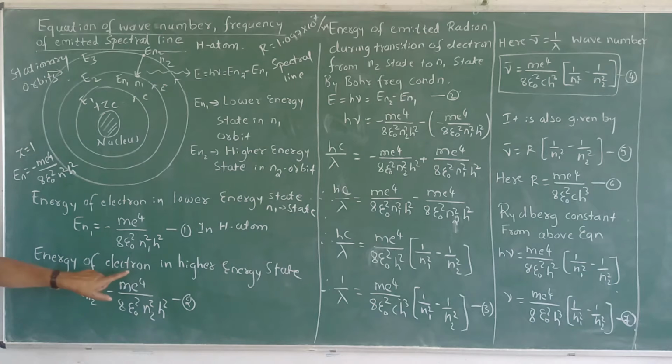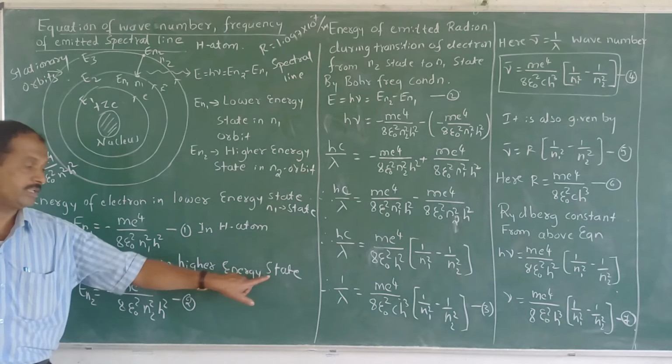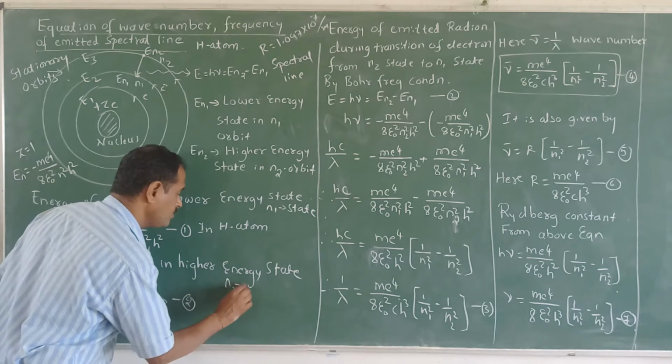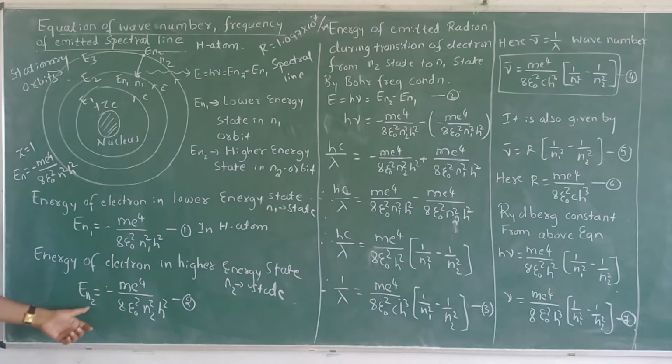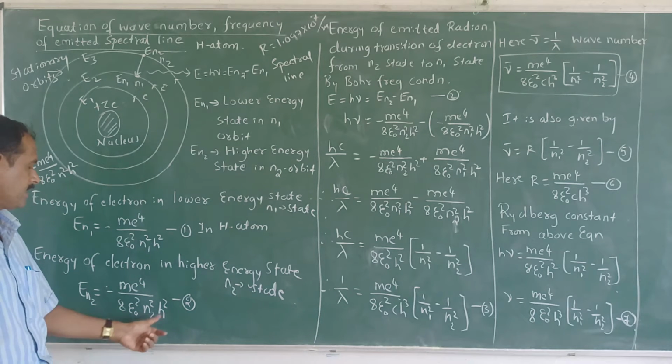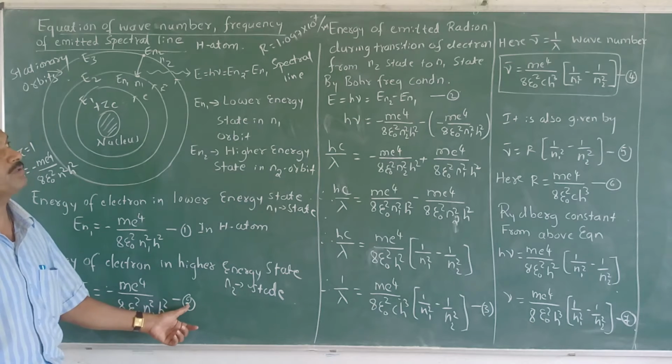Then the energy of the electron in the higher energy state, that is said to be the n2 state, that is E n2 is equal to minus m e raised to 4 divided by 8 epsilon naught square n2 square h square. This is equation number 2.